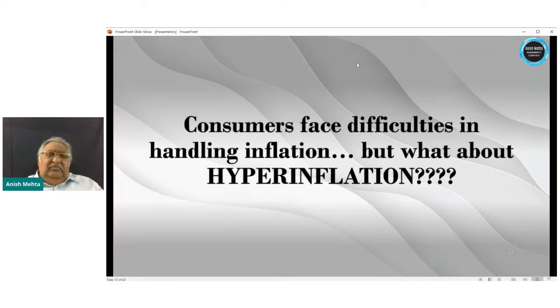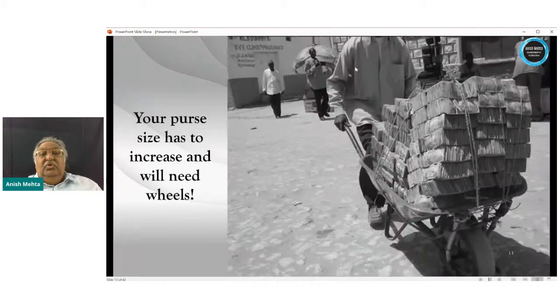There are other difficulties which you will have during the inflation period, and especially in the hyperinflation period. One of the important things is you will need a larger purse, and maybe you will need wheels with it because you can't carry it otherwise.